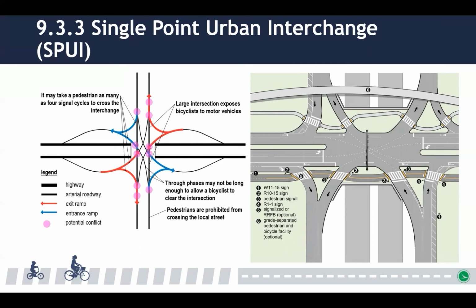The biggest challenge to accommodating pedestrians at single point urban interchanges stems from the sheer size of the interchange and the resulting length of the pedestrian path of travel through the interchange, the number of conflicting signal phases, and the uncontrolled crossing locations.